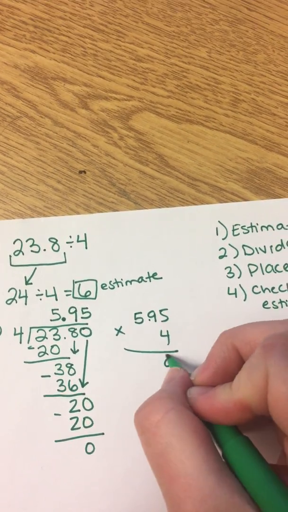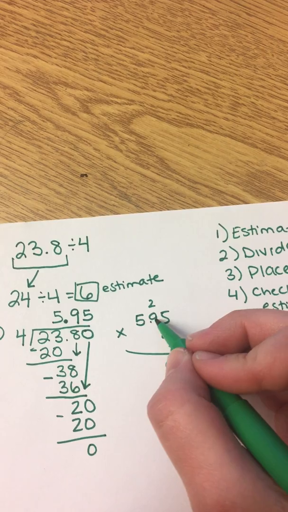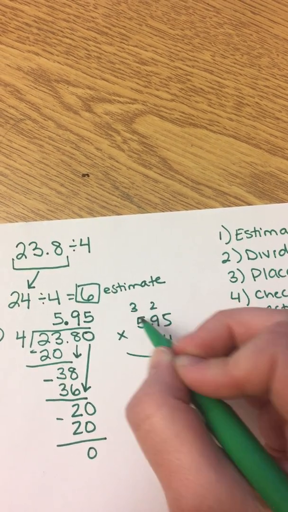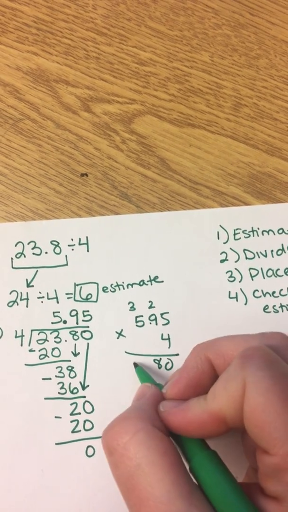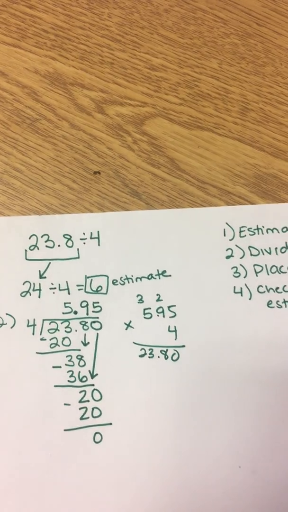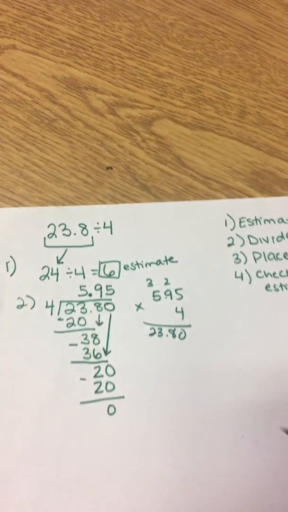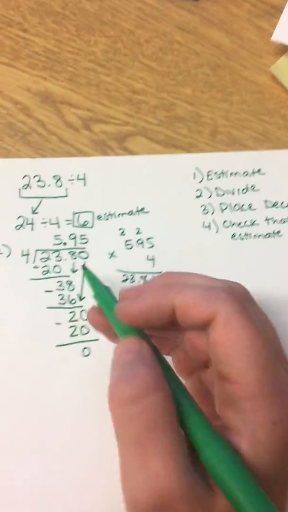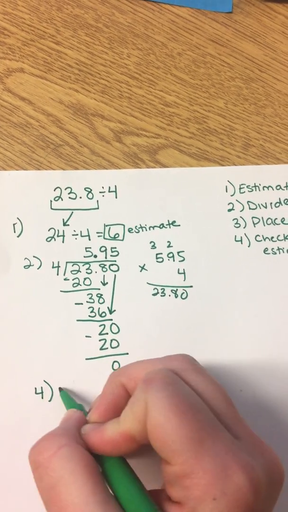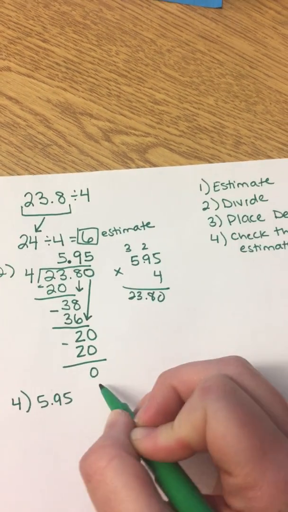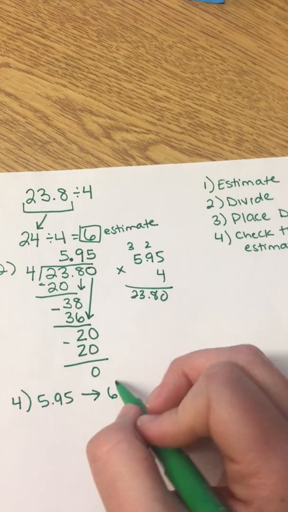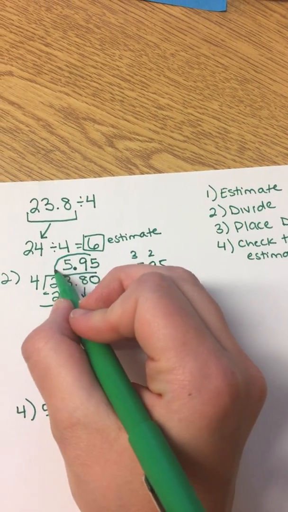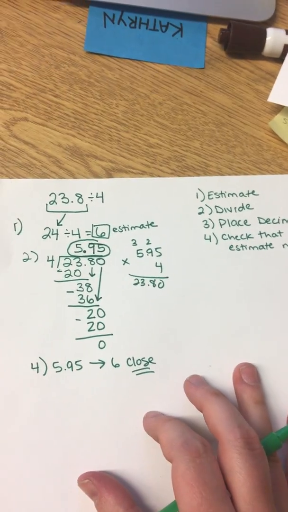5 times 4, 0. Bring up the 2. 4 times 9 is 36. Here's an 8. Bring up the 3. 5 times 4 is 20. Plus this 3, 23.8. Great. So that matches. I'm going to check the decimal place. It's already here, but I want to double check. My estimate was 6, and 5.95 and 6 are close. And I'm going to circle this final answer. And now I'm done with that problem.